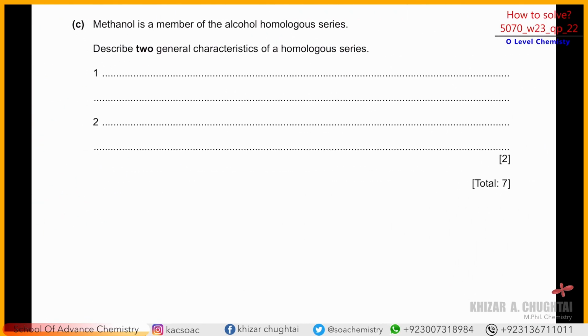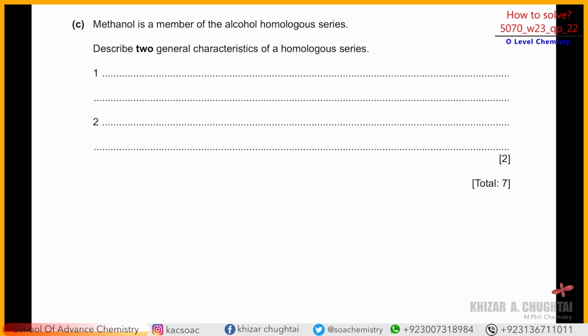Part C, methanol is a member of the alcohol homologous series. Describe 2 general characteristics of the homologous series. Basically, a homologous series has the same functional group. Number 1, you can say. Second, they have the same general formula, and each member of the group differs by a CH2 group.